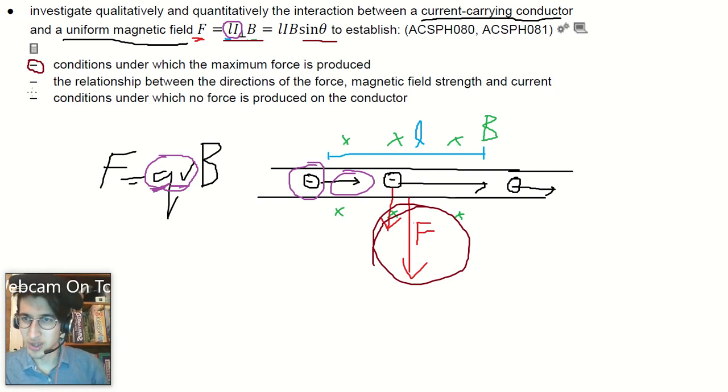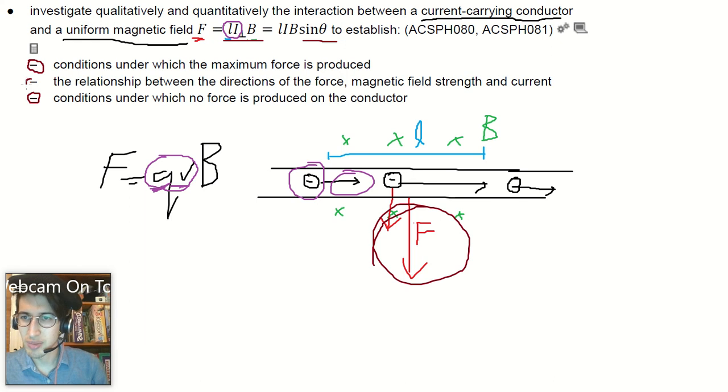Conditions under which no force is produced on the conductor: that is when they're parallel to each other. So either your current is in the same direction as the magnetic field, or it's in the complete opposite direction to the magnetic field. Those are the situations where there's no force.